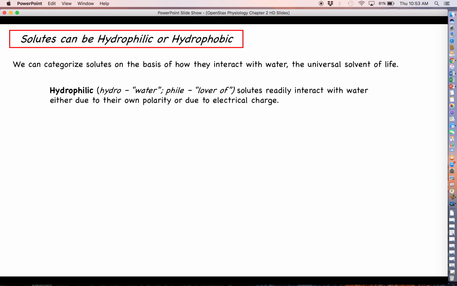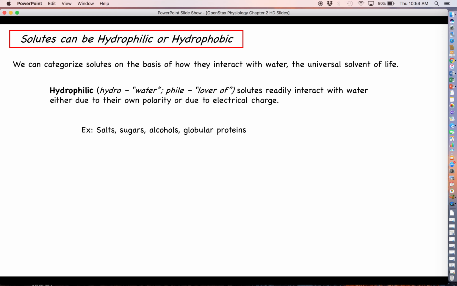The root here, hydro, obviously means water, and phile means a lover of something. Like a bibliophile loves books, an audiophile loves music and sounds and things of that nature. So if you're a phile for something, you are a lover or an appreciator of that. If a solute is hydrophilic, it likes water and is going to readily interact with water. Water is a polar molecule, so hydrophilic molecules are either also going to be polar or they are going to be electrically charged, either a salt or something like that.